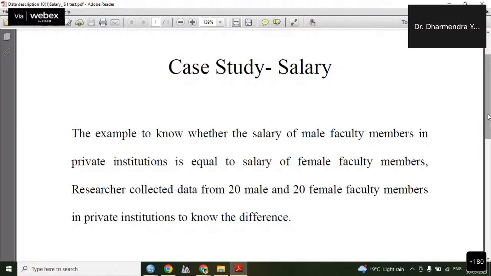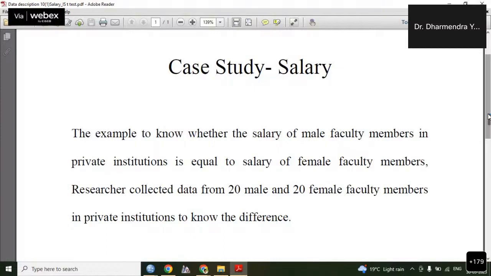So this is a case of two sample, two independent sample t-test. Here we have an example to know whether the salary of male faculty members in a private institution is equal to the salary of female. So here we have two groups, two independent samples. One sample is from male faculty members, another is female faculty members.